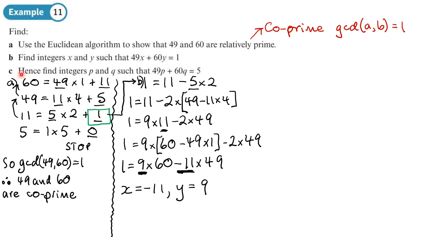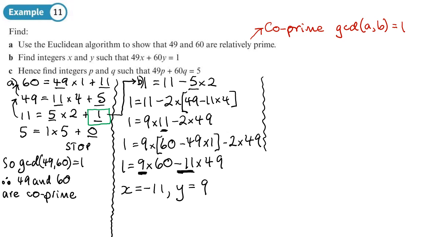Now part C says, hence find the integers p and q such that 49p plus 60q equals 5. Now the only way this would equal 5 is if they had a common factor of 5. This remainder is 5, and that's not going to happen. So we're not going to be able to use this process here, the Euclidean algorithm, and then work backwards to find a number 5, because they haven't got a factor of 5.